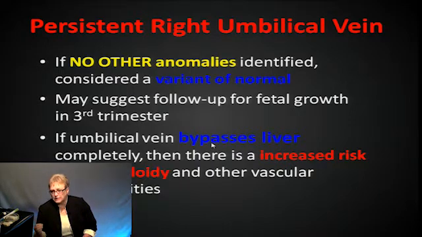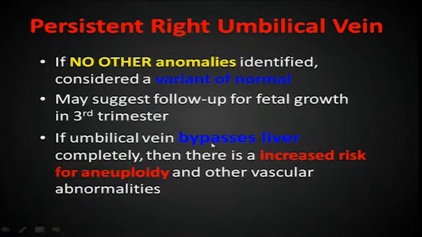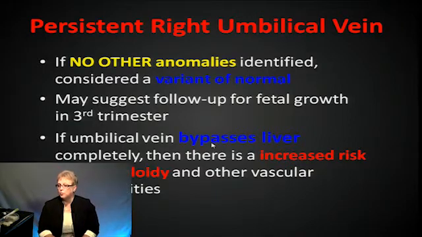Sometimes there can be other vascular abnormalities, so you look and make sure that everything's in the proper position. If the umbilical vein bypasses the liver completely, then there is an increased risk for aneuploidy and other vascular abnormalities. So it's very important that you're still seeing the umbilical vein coming into the liver. If it's completely bypassing the liver, there's usually going to be other problems.